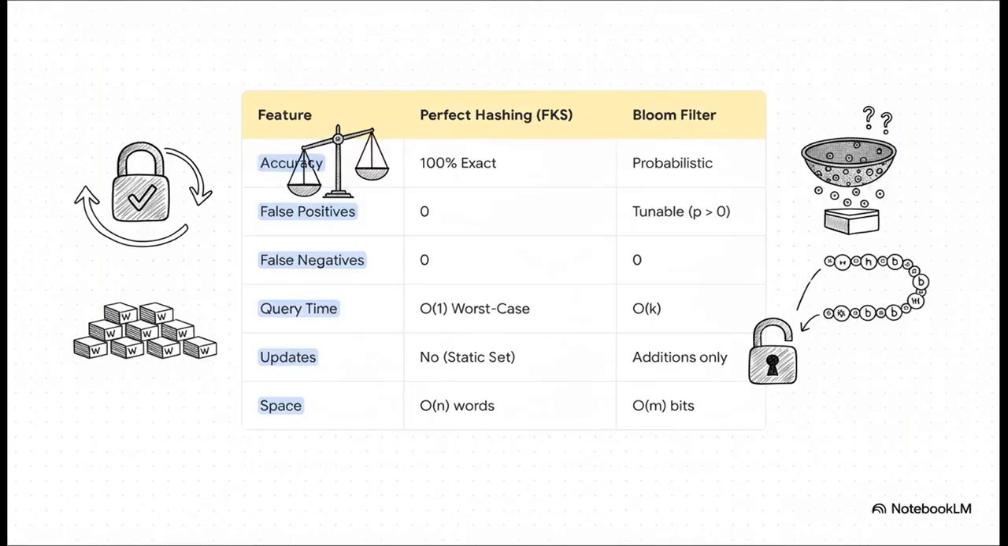Let's break this down a bit more. Look at the symmetry in the errors. Perfect hashing has 0 false positives, while a Bloom filter has 0 false negatives. Their query times are both super fast, but updates are a huge distinction. Perfect hashing is static, no changes allowed, while a Bloom filter can handle additions. And then there's the biggest differentiator, space. We're talking O of n times words for perfect hashing versus O of m bits for a Bloom filter. That is a massive, massive difference in memory usage.